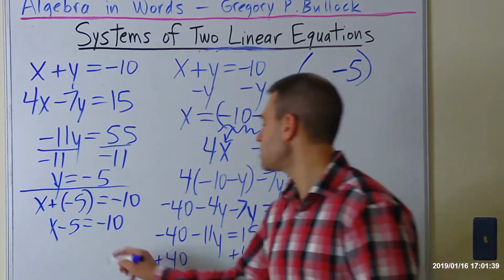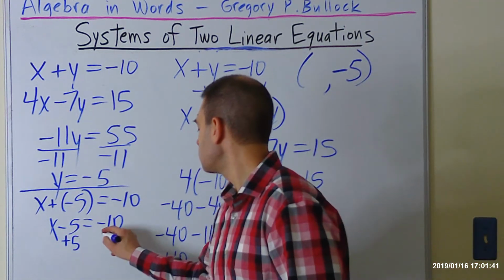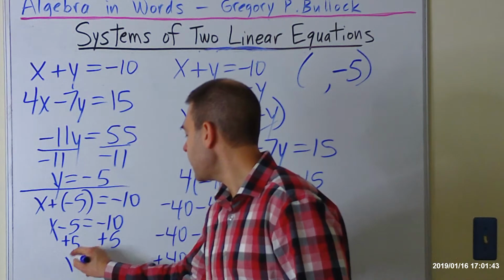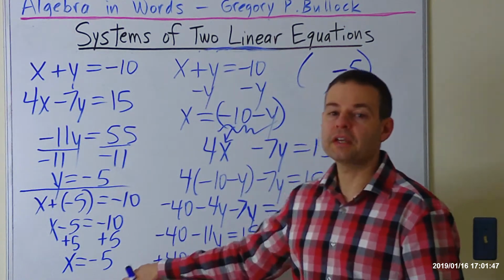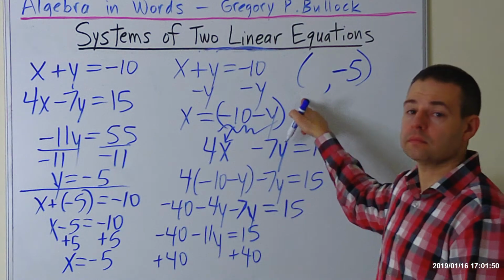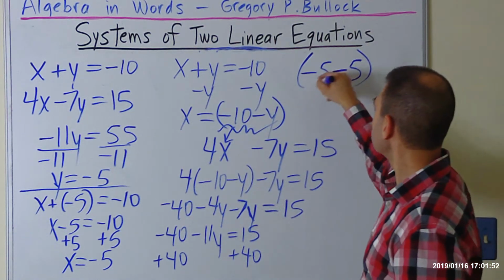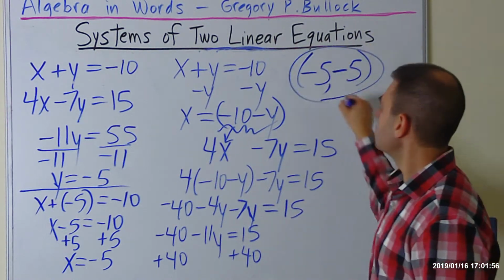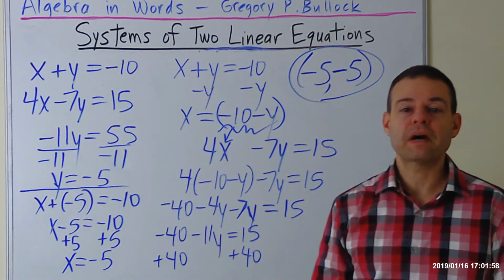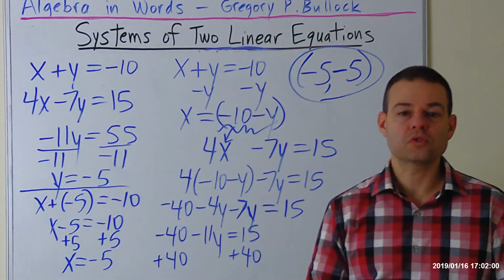And x minus 5 equals negative 10. Add 5 to both sides, and we get x equals negative 5. Let's put the negative 5 into the point. And our final answer is negative 5, negative 5, by using the substitution method.